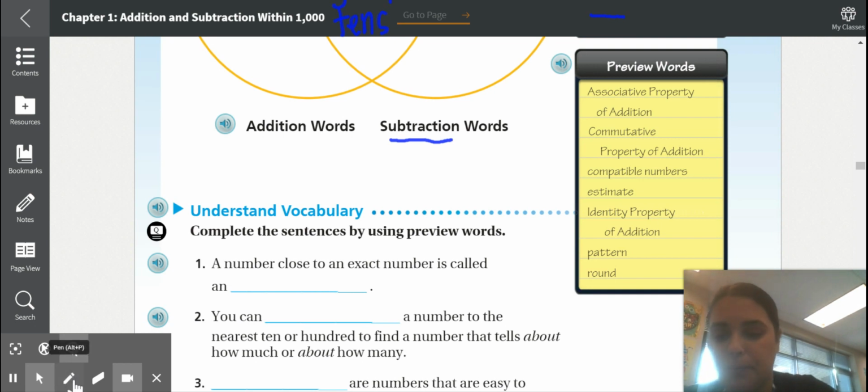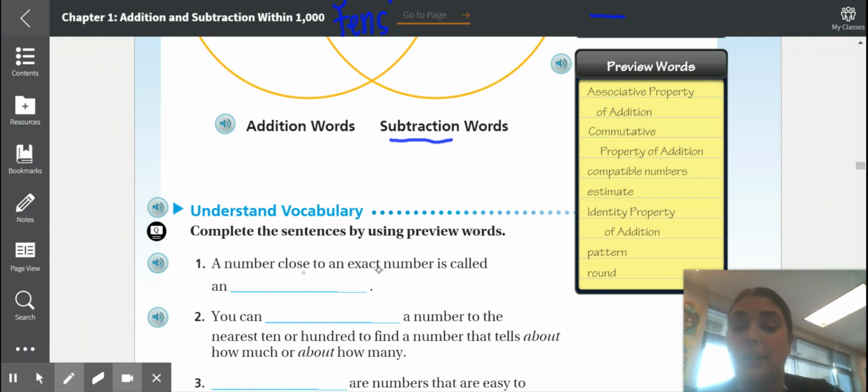Let's start with number 1. A number close to an exact number is called an. So that is this word here. I want you to circle it. An estimate. So say that with me, estimate. When you estimate, you are making an educated guess to what a number is. It's not exactly the number, but it is close. And we are going to be using that word a lot in the next few days, next week.